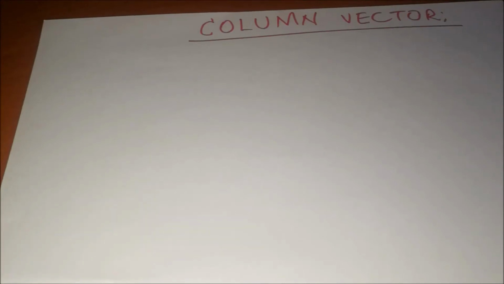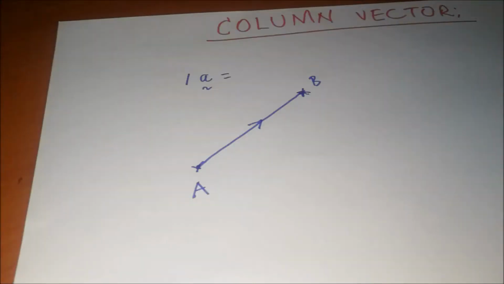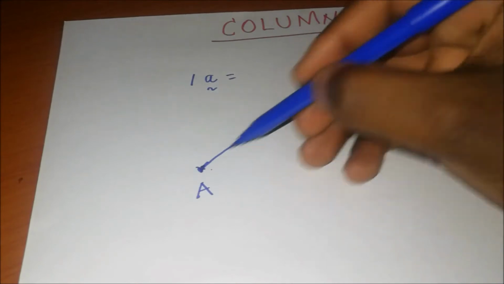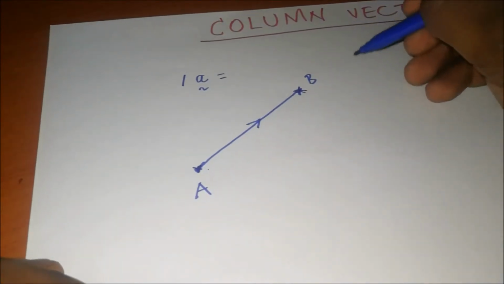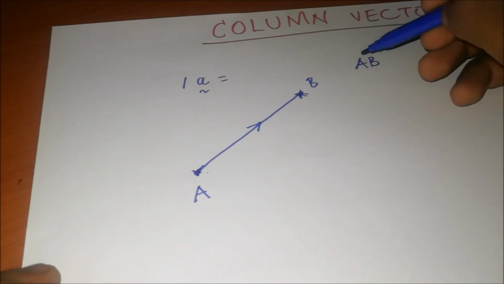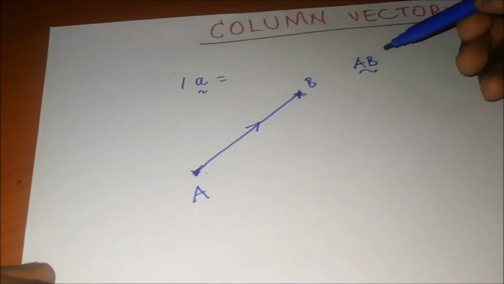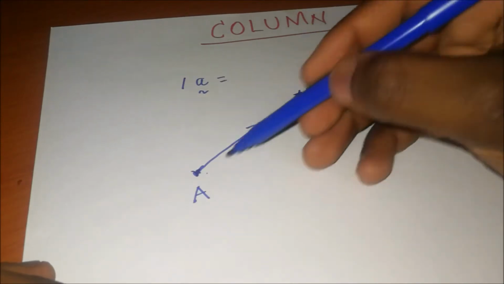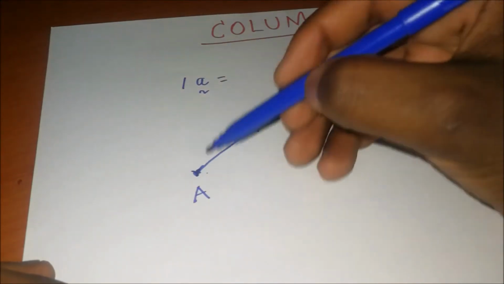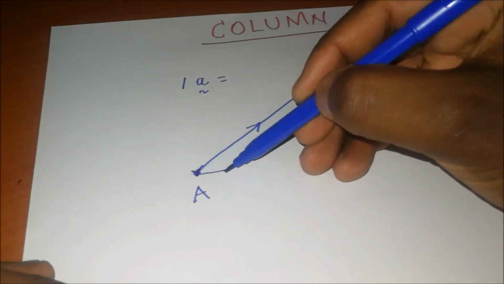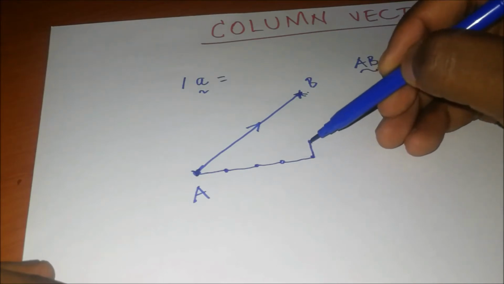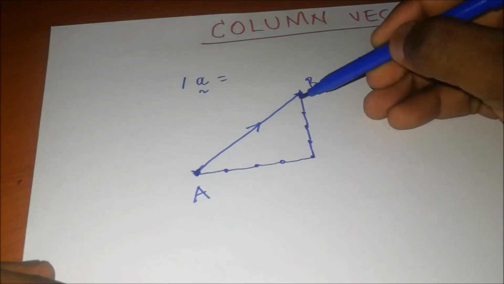A column vector is just a way of presenting vectors using Cartesian coordinates. Let's think about it this way. If we have a point A and a point B, we have a line segment AB. To represent this as a column vector, we look at how this has shifted from this point to that point. Let's say this is 1 step, 2 steps, 3 steps, 4 steps, then 1 step, 2 steps, 3 steps, 4 steps.